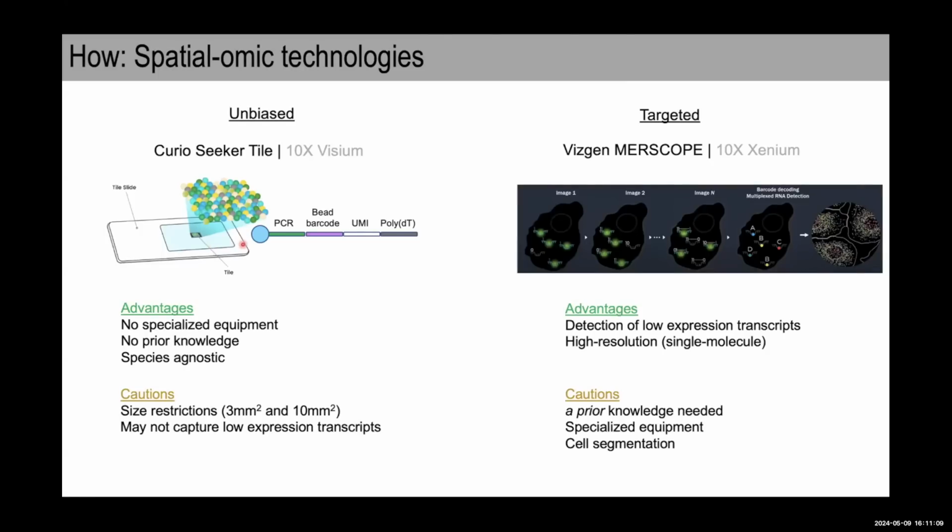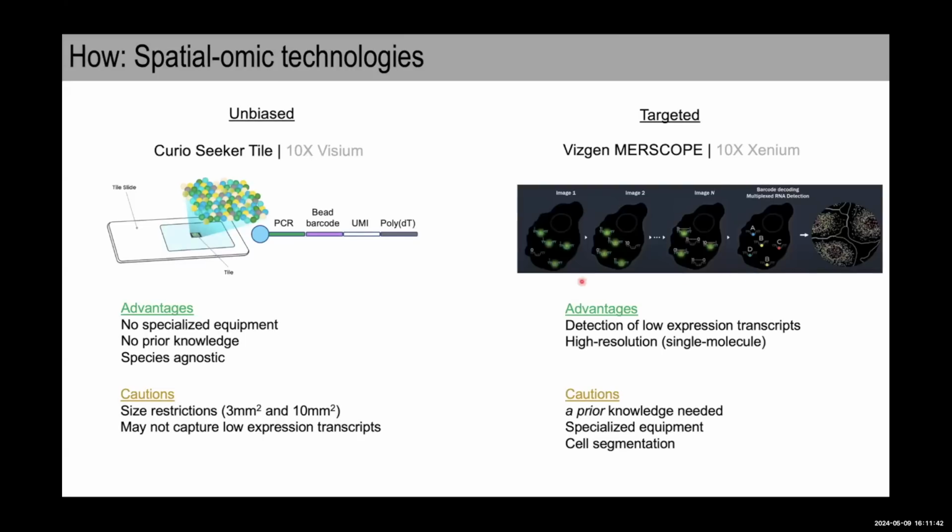What this is going to have associated with it is a PCR handle and a bead barcode, so we can then look at where the bead is located on that particular slide. The poly A tail will hybridize to the poly dT, and that's how we can perform our sequencing and determine where that transcript came from. The opposite approach is taking a targeted approach with an imaging-based platform, such as the Vizgen MERSCOPE, but alternatives also exist, such as the 10x Xenium.